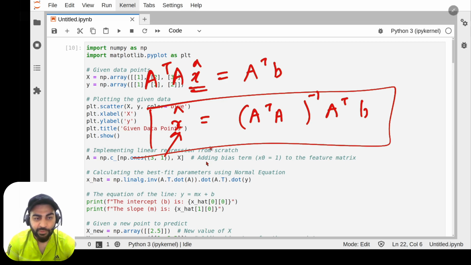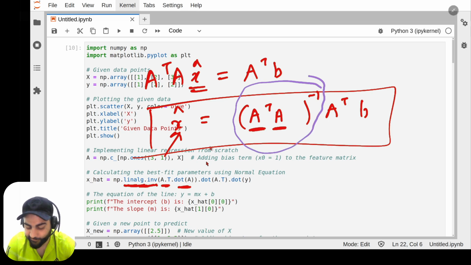If you see over here, I have A transpose dot A. That's this much. Then I have linear algebra dot inverse, which gives me A transpose A inverse. The first thing I'm computing is A transpose, then dot A, that is the dot product, and then I'm taking the inverse of these. And then again, I take a dot product of the whole of this with A transpose. That I'm doing over here.